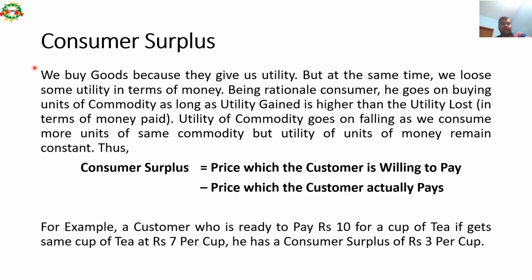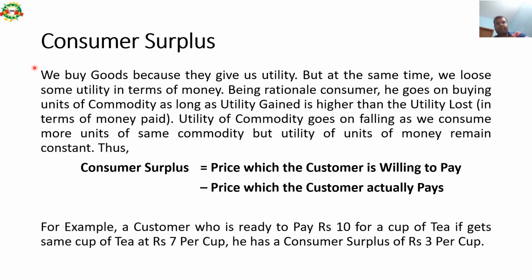Consumer surplus: we buy goods because they give us utility, but at the same time we lose some utility in terms of money. So we are giving money and getting some goods. Since we are giving money out of our pocket, we are losing utility in terms of money. Since we are getting some goods, we are getting some utility. So being a rational consumer, he goes on buying units of a commodity as long as the utility gained by purchasing the commodity is higher than the utility lost in terms of money paid.